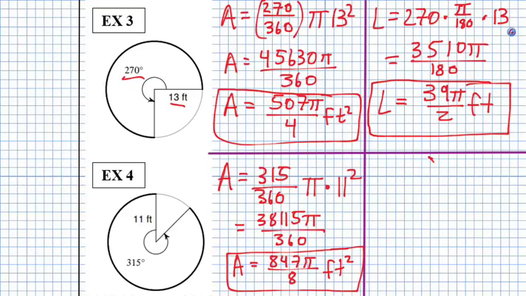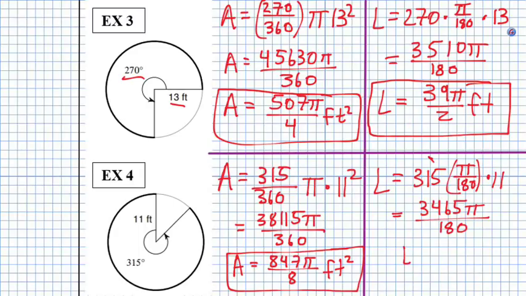And then finally, let's do our last arc length. That'll be 315 times pi over 180, because we're converting into those radians, times 11. And then this is equal to 3465 pi over 180. And so my length is equal to 77 pi over 4. And of course, we need our units, which are feet.